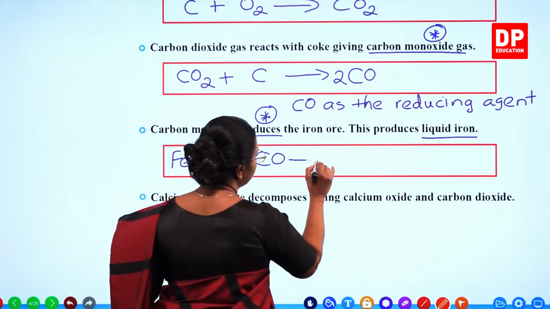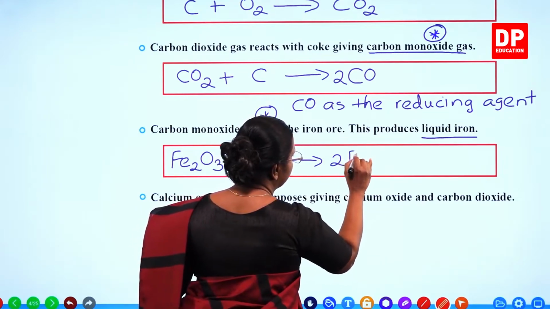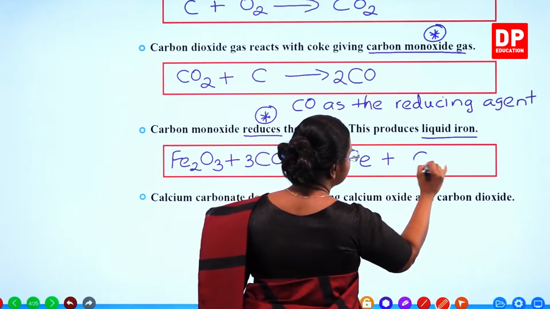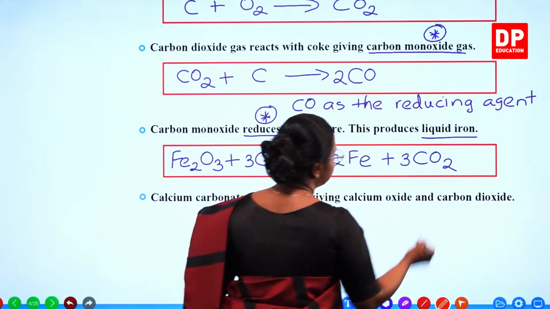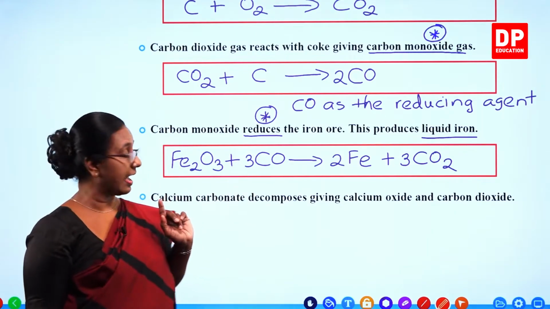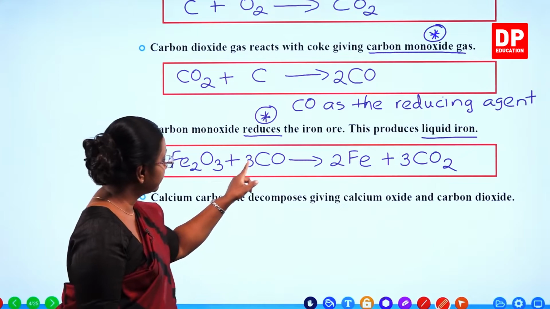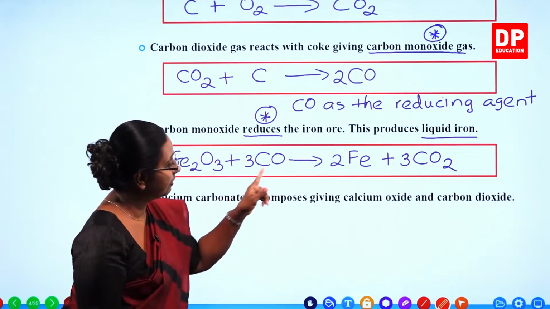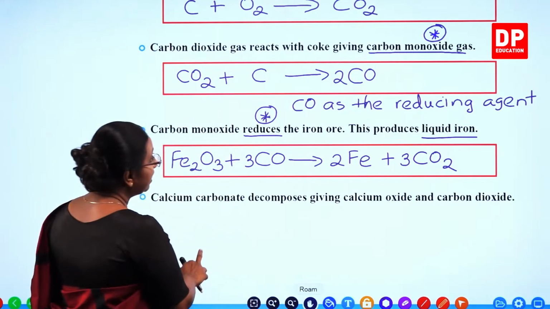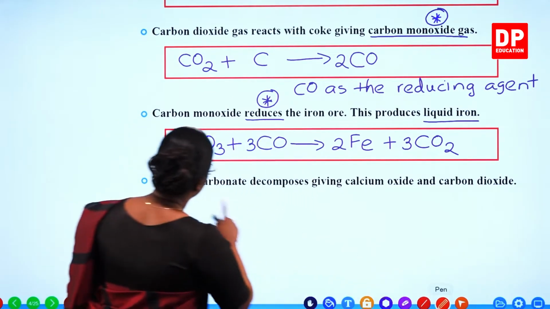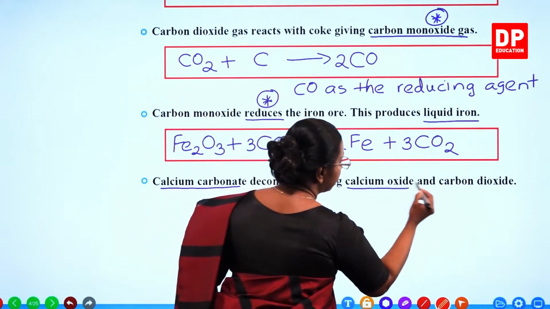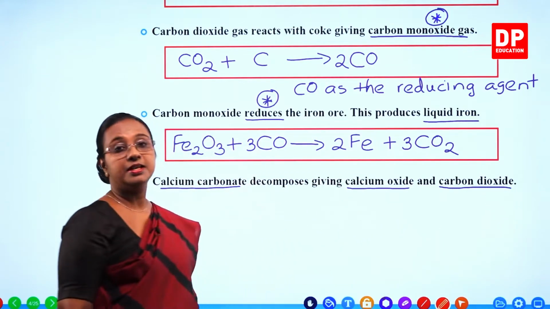We need 3 of those and we get 2 iron as the product, molten iron or liquid iron, plus 3 carbon dioxide gas. So this is the reaction. Fe2O3 plus 3CO giving rise to 2Fe plus 3CO2. And then we have this where calcium carbonate decomposes giving calcium oxide and carbon dioxide.